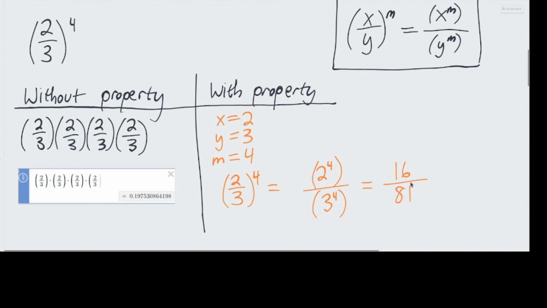If we evaluate this, you'll see that we get this right here, which is the same decimal as we got before. So the decimal that we got without knowing the property happens to equal 16 divided by 81, which is what the property says it should equal. Whether we use the property or not, we get the same answer, which is a good sign. That's just testing that the property works. But now let's try to understand exactly why it works.